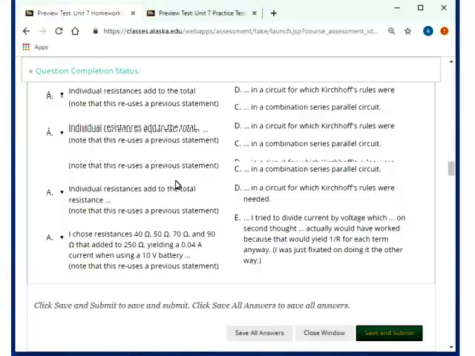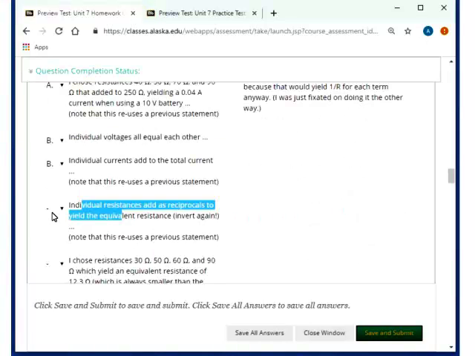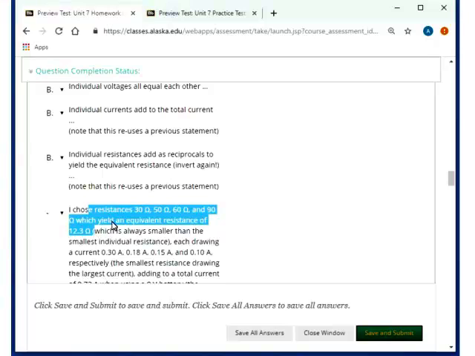Individual currents add to the total current, again in parallel. Individual resistances add as reciprocals to yield the equivalent resistance; invert again, in a parallel circuit. And then I chose these resistances, which yield an equivalent resistance of this much.